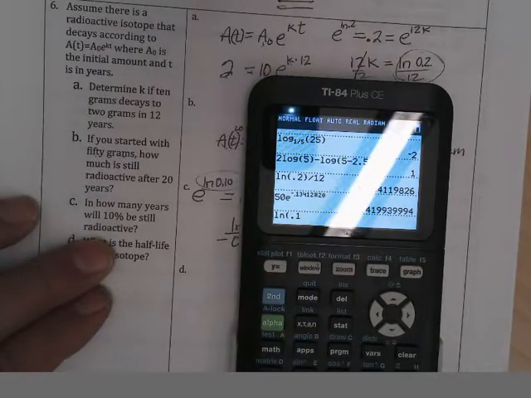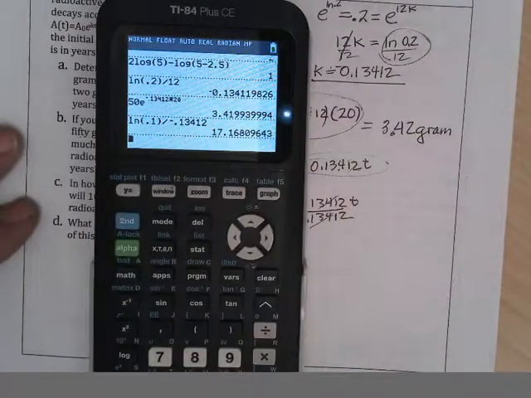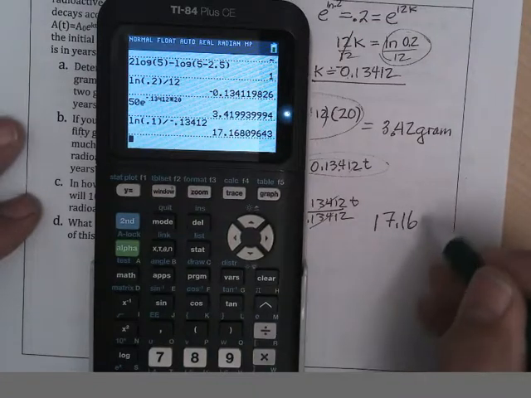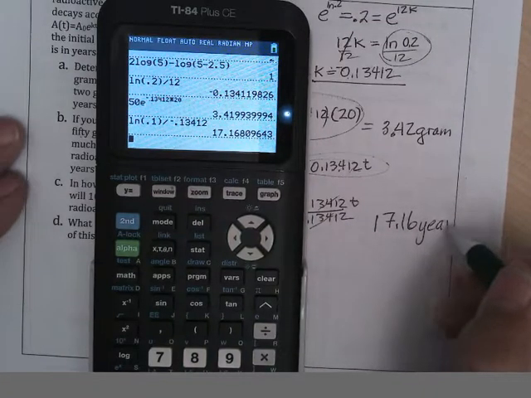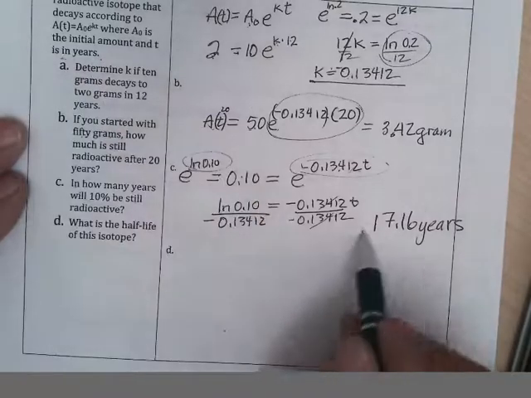ln 0.10 divided by negative 0.13412, and that works out to be about 17.16 years, because the time was in years.